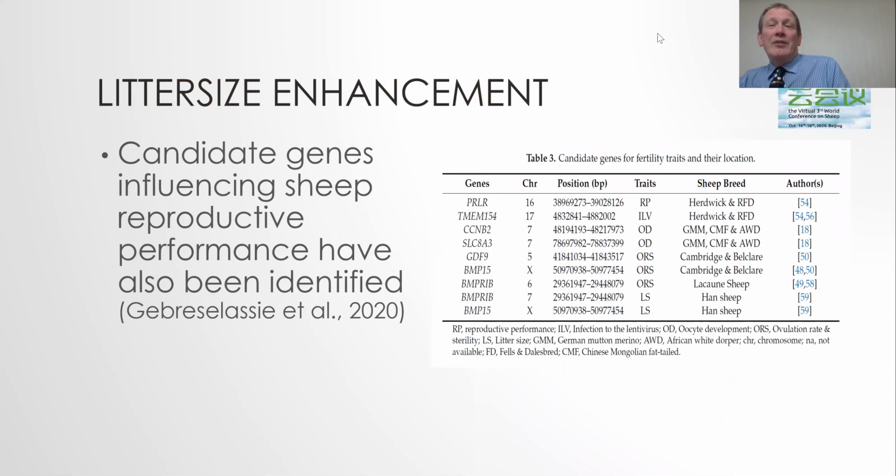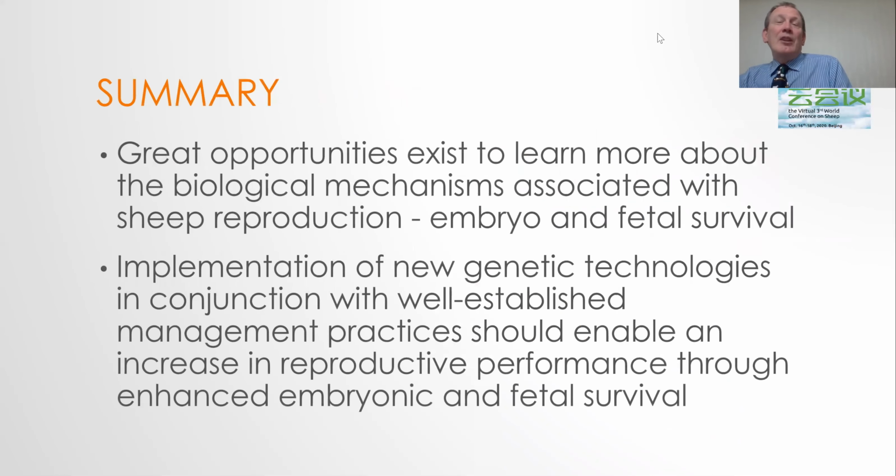There's also been a number of candidate genes that have been identified, some of them influencing ovulation rate, some of them looking at oocyte development rate, some of them just looking at the litter size at the end of the reproduction equation. And so we know that there's great opportunities to learn more about these biological mechanisms associated with sheep reproduction and ways that we can positively influence them. And I think the greatest opportunity for further study is focusing in on mechanisms of embryo and fetal survival.